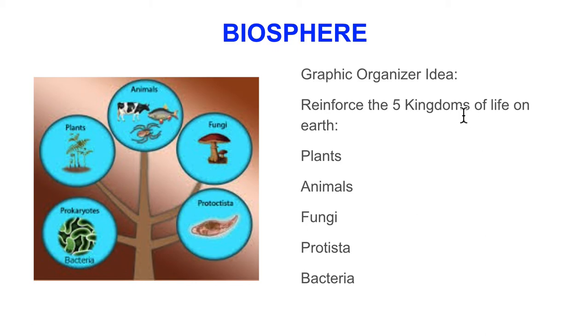So maybe a good graphic organizer here would be to reinforce the living things that are found here on Earth. So remember, there's 5 kingdoms of life. There's plants, there's animals, there's fungi, there's protista, and then there's bacteria.